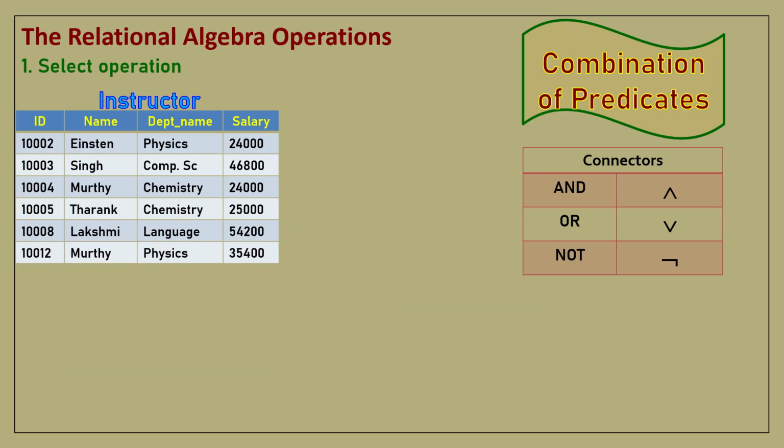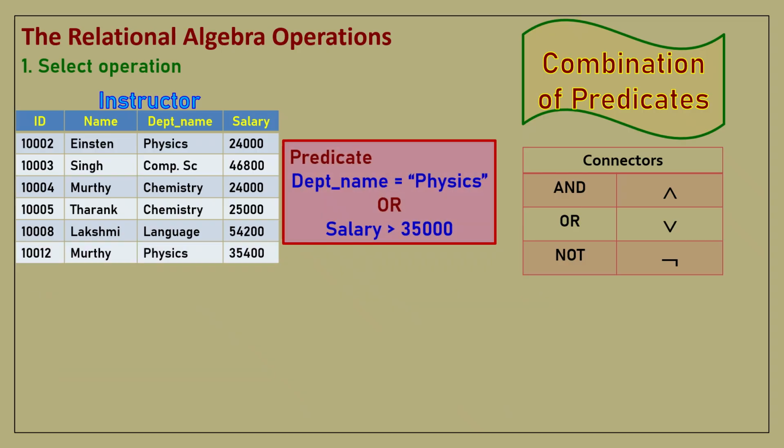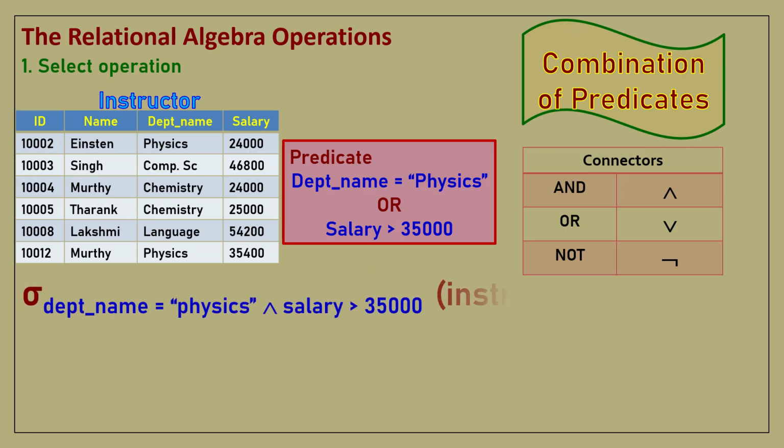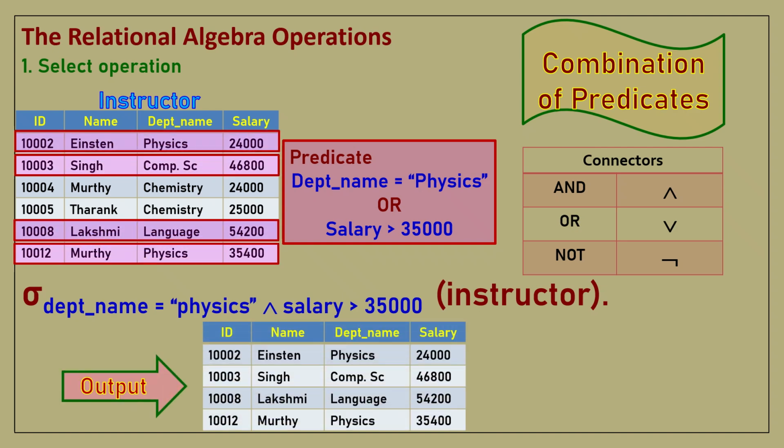To retrieve instructors, either they are from physics department, or they are getting more than 35,000 salary from instructor relation, following is the query. Sigma, department name equals physics, or salary greater than 35,000, from instructor. This will result in tuples satisfying either of the conditions.